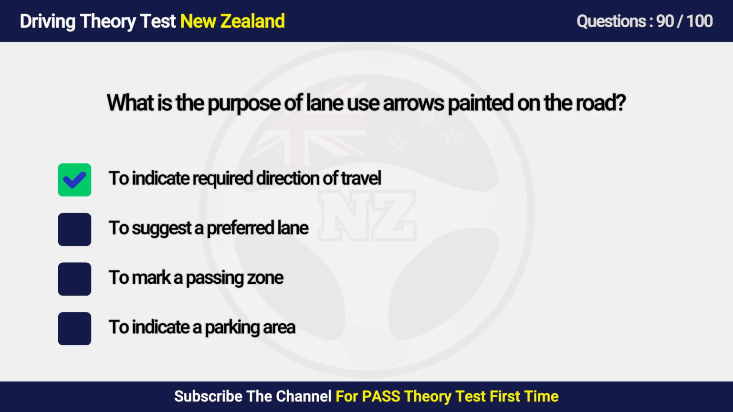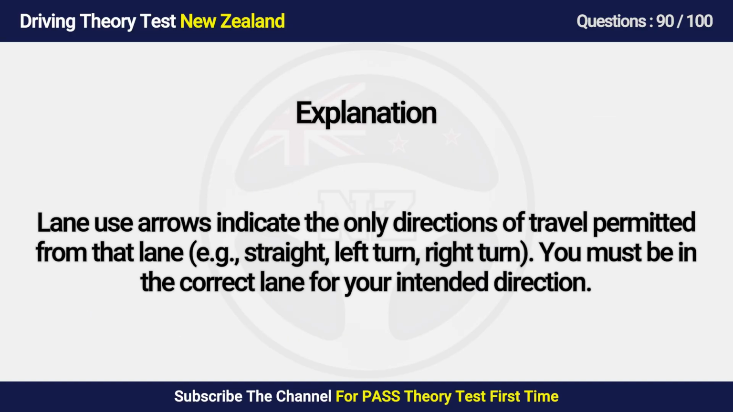Answer is A. To indicate required direction of travel. Lane use arrows indicate the only directions of travel permitted from that lane, e.g. straight, left turn, right turn. You must be in the correct lane for your intended direction.